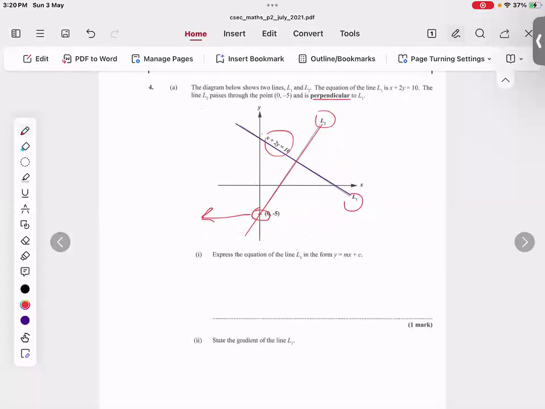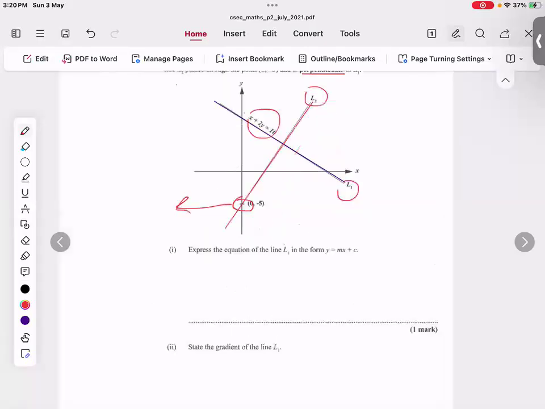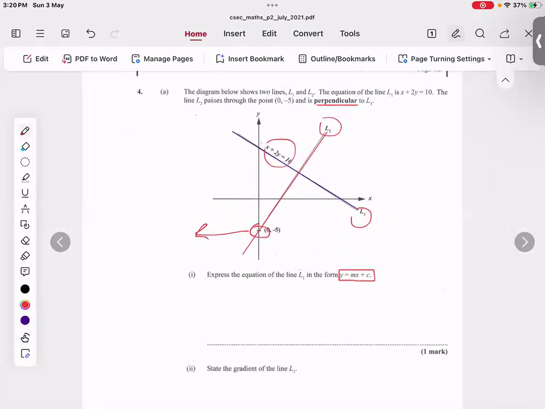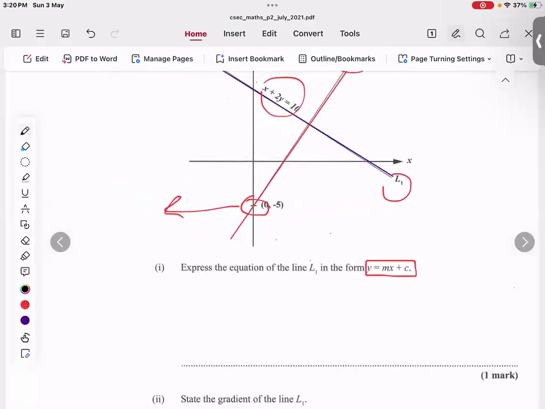Express the equation of L1 in the form y equals mx plus c. This part is really easy, because all you have to do, ladies and gentlefolks, is get y by itself. So don't let them throw you off. They gave you the equation x plus 2y equals 10. Help me to get y by itself. What do I do? Take the x over, so 2y equals 10 minus x. Put the x in front of the 10, please, so we can get the mx and the c.